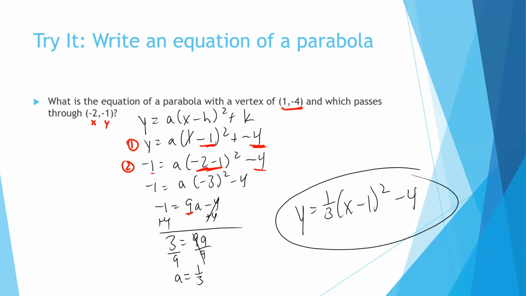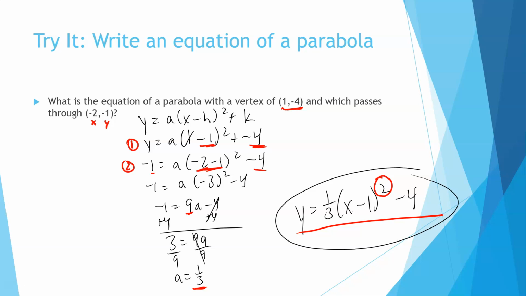Now, I did end up with a fraction, and that's okay. You would typically want to leave it as a fraction, not turn it into a decimal. But now I take that a, h, and k and plug it back in, and you should have gotten 1/3 times x minus 1 squared minus 4. Now, one common mistake when we're writing in vertex form, please don't forget to put the squared here. I've seen a lot of students forget that over the years, and we want to be careful.